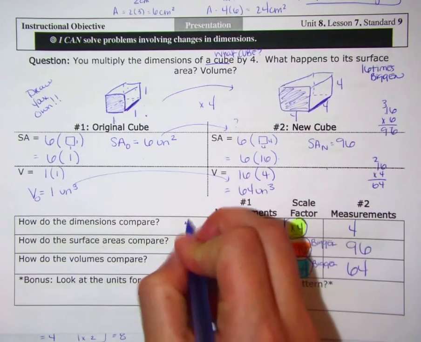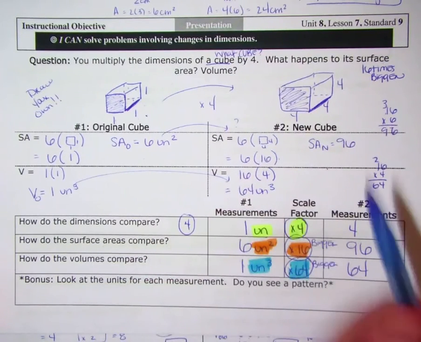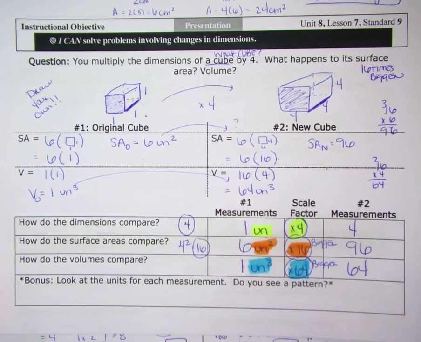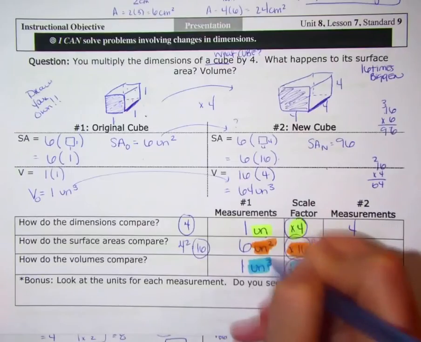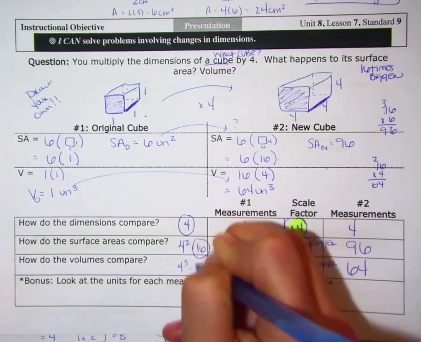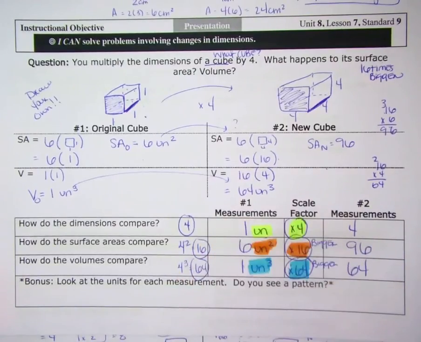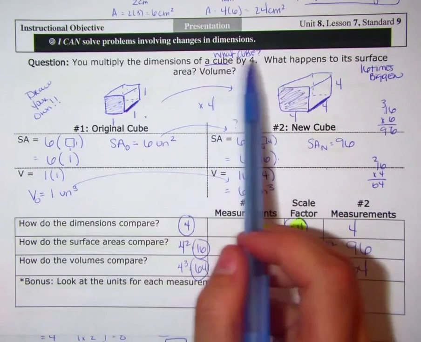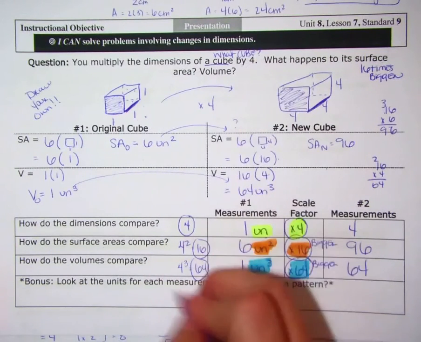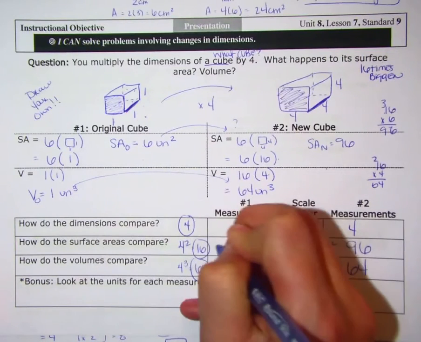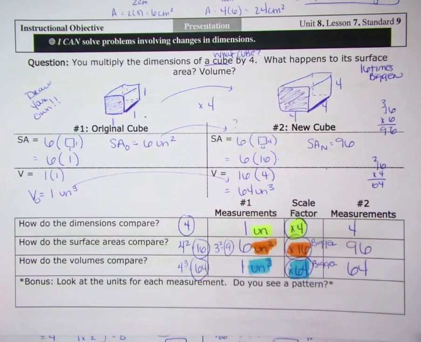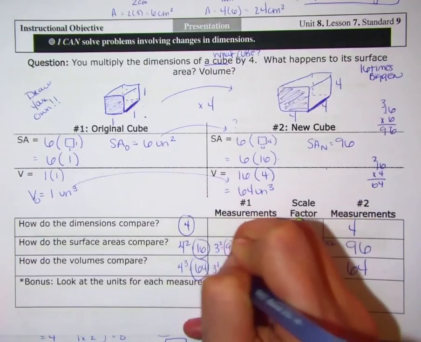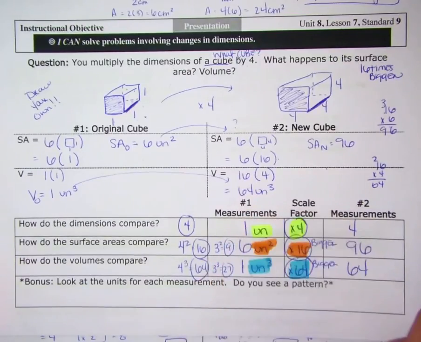So that means that 4 is kind of our change in units. The surface areas are going to be 4 squared, so 16 times bigger. And the volume is going to be 4 cubed, which is 64 times bigger. So let's say that instead you multiply the dimensions by 3, right? The surface areas will be 3 squared, which is 9 times bigger. And the volumes will be 3 cubed, which is 27 times bigger.